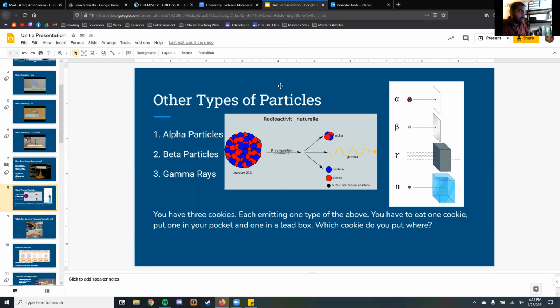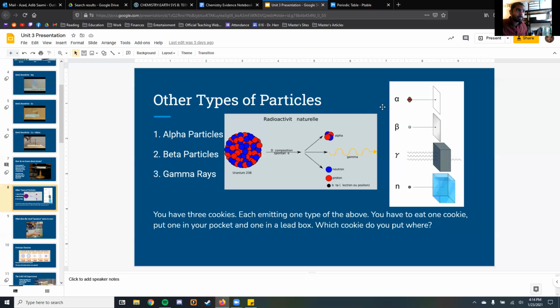In class, we had a little riddle. You have 3 cookies, each of them emitting one type of particle or ray. You have to eat one of the cookies, put one of the cookies in your pocket, and put one in a lead box. We have these particles: alpha particles, beta particles, gamma rays. Just briefly going over them, alpha particles, you can see them here on the slide, are pretty big. Gamma rays are very fast, very narrow, a lot of energy. And beta particles are kind of big, but overall still pretty slow.